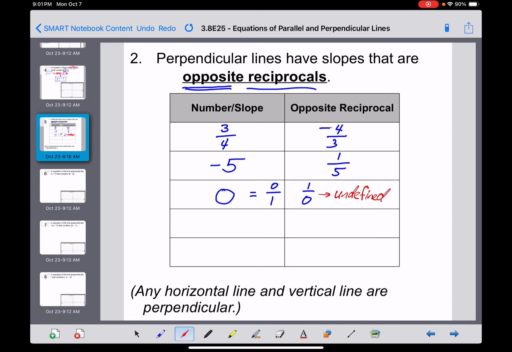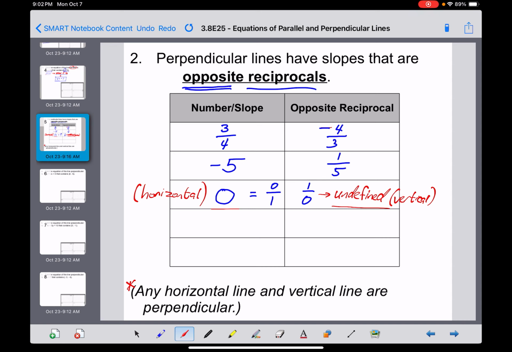Now, by the way, just for fun, what kind of line has a slope of 0? This is only reserved for a horizontal line. And then over to the right now, what kind of line has an undefined slope? This must be a vertical line. And that's what gets us to this little statement right here, everybody. Any horizontal line and vertical line are perpendicular to each other. So that's kind of what that one shows.